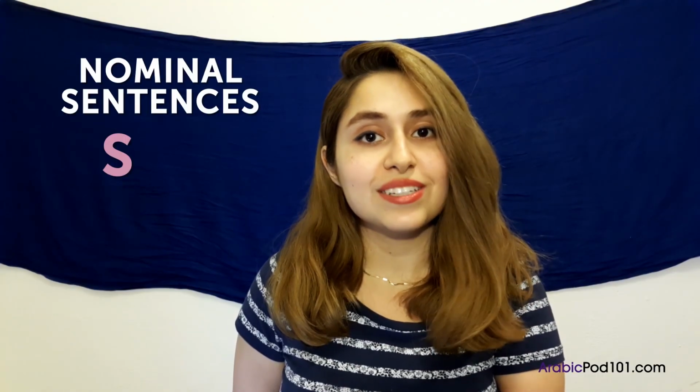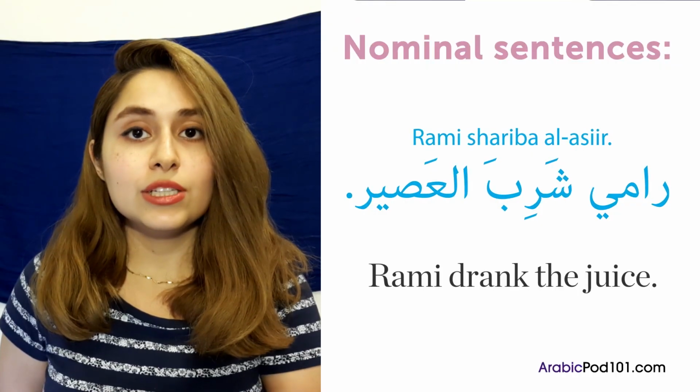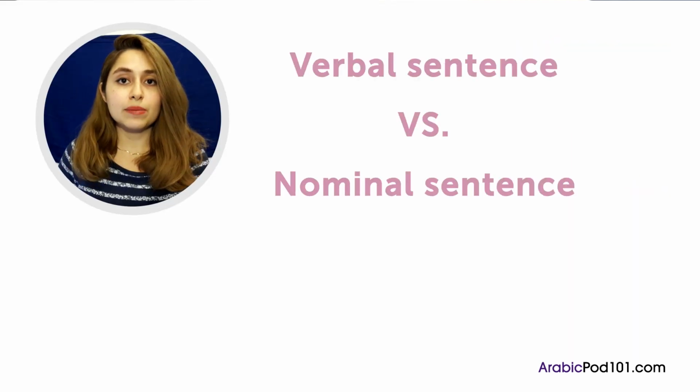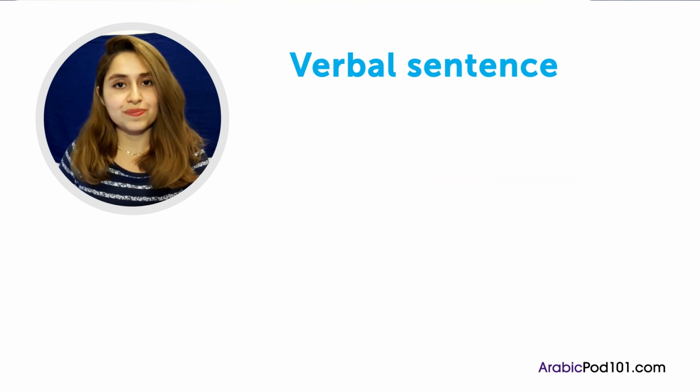Next we have the nominal sentence, which starts with the subject, then the verb, and lastly the object. This one has an SVO structure, just like English. Rami شرب العصير. Rami drank the juice. Note that in Modern Standard Arabic, when there is a verb in the sentence, verbal sentences are preferred.